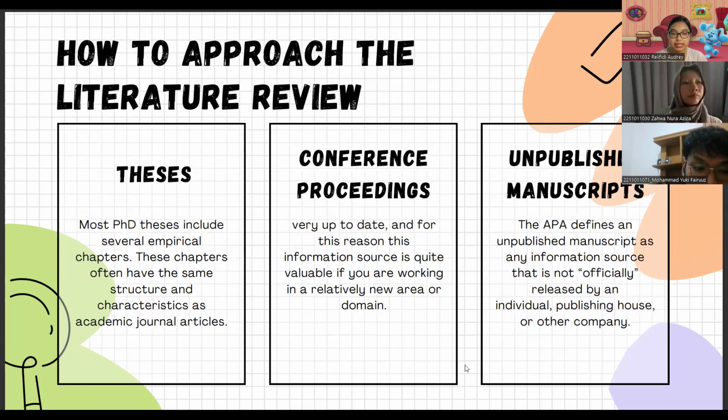Okay, so the next one is thesis. Most PhD theses include several empirical chapters. So these chapters often have the same structure and characteristics as academic journal articles. And then the next one is conference proceedings. Very up to date, and for the recent, this information source is quite valuable if you are working in a relatively new area or domain. And the next one is unpublished manuscripts. So the APA defines an unpublished manuscript as an information source that is not officially released by an individual, publishing house, or other company.